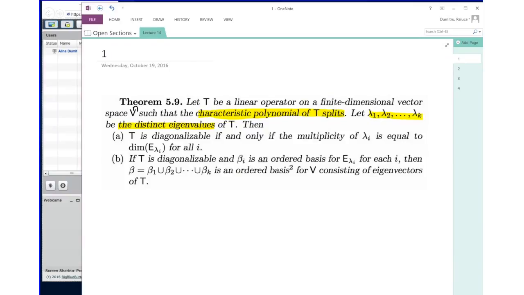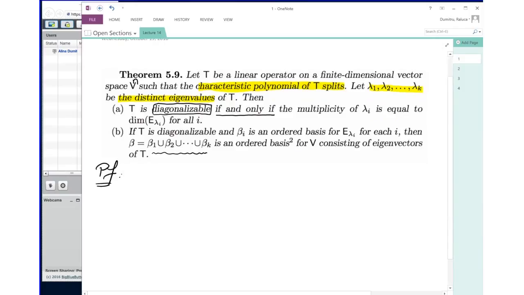Okay, so it turns out that under these conditions, T is diagonalizable if and only if the multiplicity of every lambda is the dimension of its eigenspace. And more than that, in case it is diagonalizable, here is how you find that basis of eigenvectors. You just take a basis for every eigenspace, and then you take the union of those bases, and that will be your basis of eigenvectors.